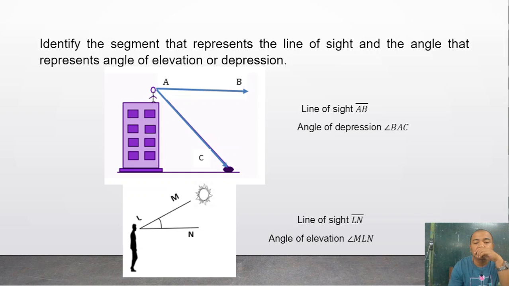Okay. How about the line of sight here? This picture is looking at the sun. Line of sight is LN. Angle of elevation is MLN. Angle MLN or NLM.